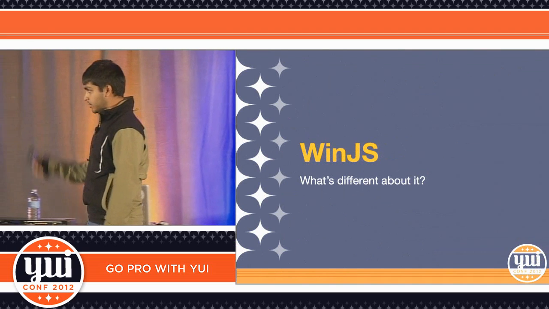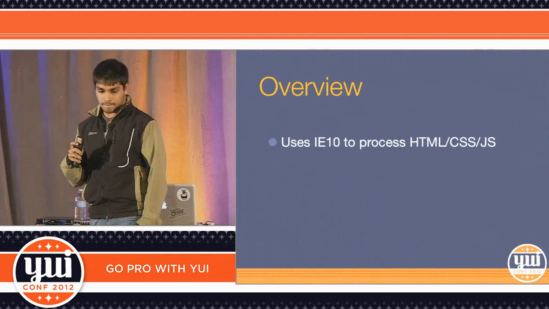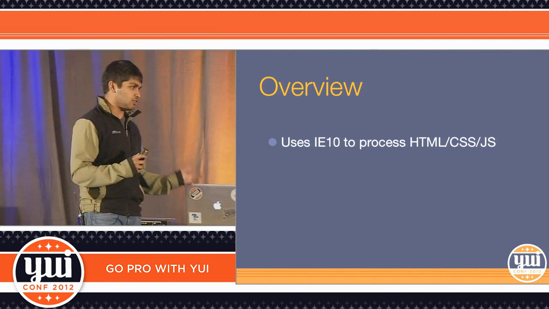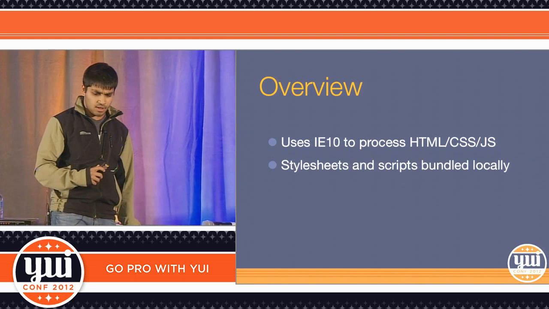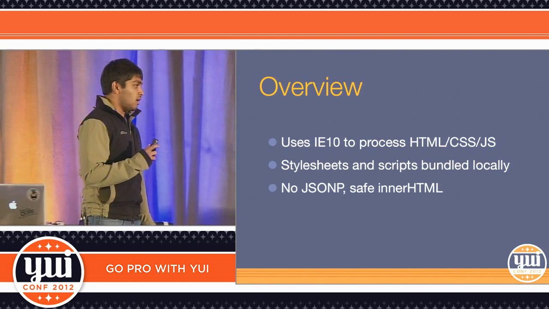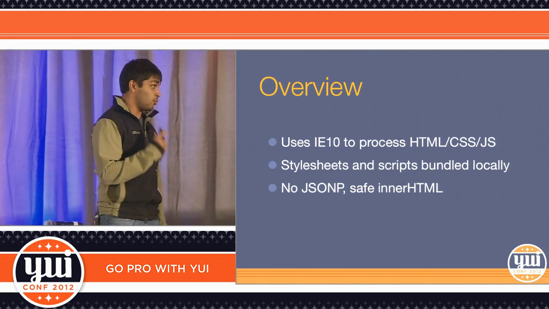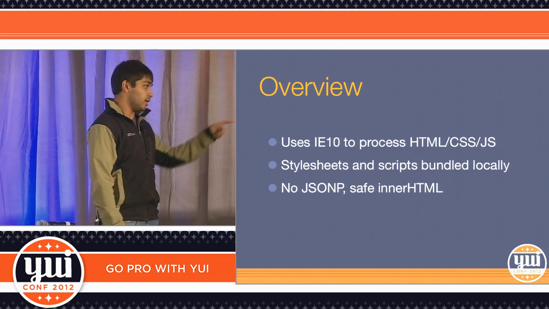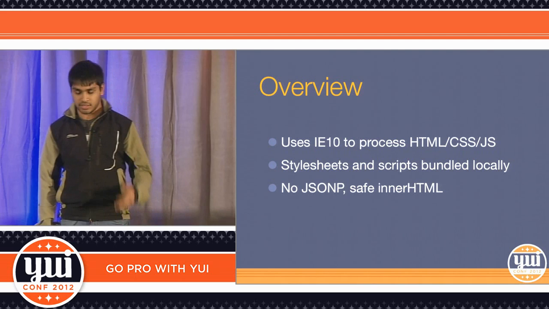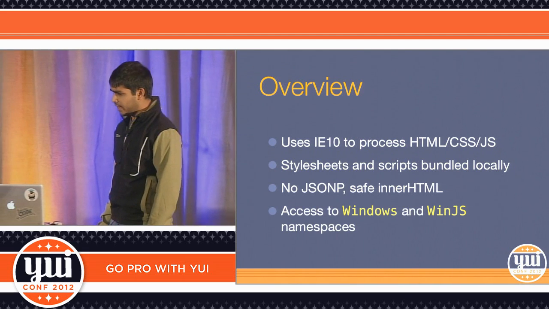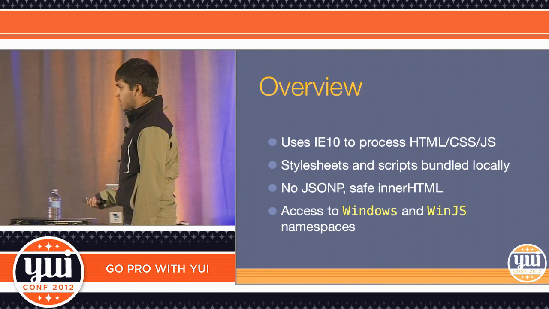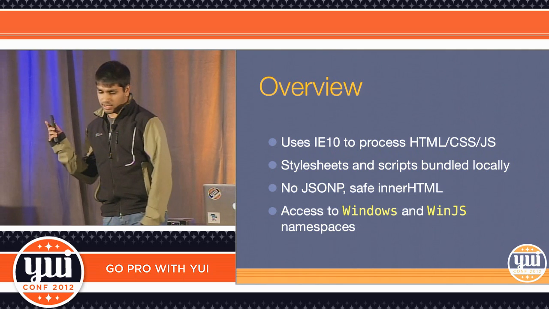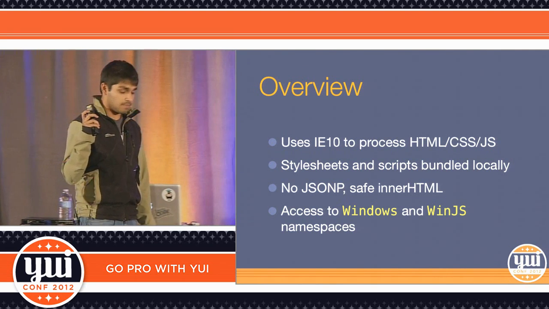So I want to dig a little deeper into WinJS specifically now. Like I said, it uses IE10 to process HTML, CSS, and JavaScript. It uses that Chakra JavaScript engine that IE10 uses. Scripts and styles are bundled locally. It doesn't have JSON-P. It supports CORS over XMLHttpRequest. And it has this concept of a safe innerHTML, which I'll get into in the next slide. But you can essentially dump any HTML that you want. And you have access to the traditional DOM APIs, but you also have access to these new namespaces, capital Windows and WinJS, and that gives you access to on-device APIs.